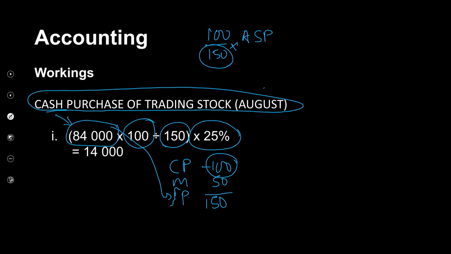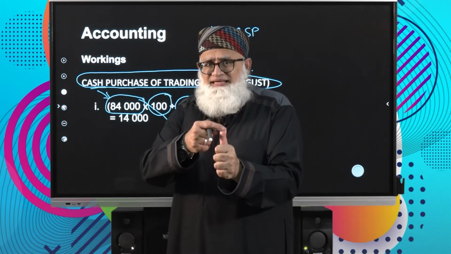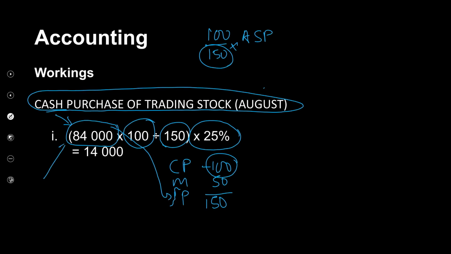So let's take this one step back. Number one, take your sales figure for August, which we did, 84,000, right? Number two, determine the cost of sale, which we did, 100 times 100 over 150, or 100 divided by 150. And number three, the third component, what component of that figure will be for cash? 25%. Can you see? So, very important, guys.